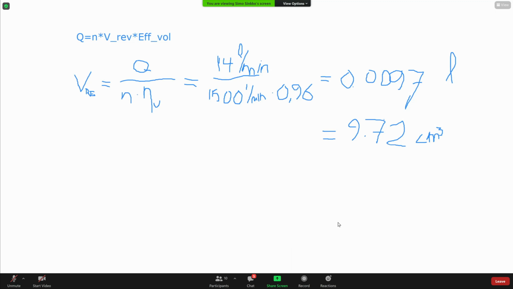And also, I think that this power calculation should be similarly clear, because it is the very same formula that you have used earlier. Power is this flow rate multiplied by pressure. And now if we want to have the real power, we need to have this total efficiency here.